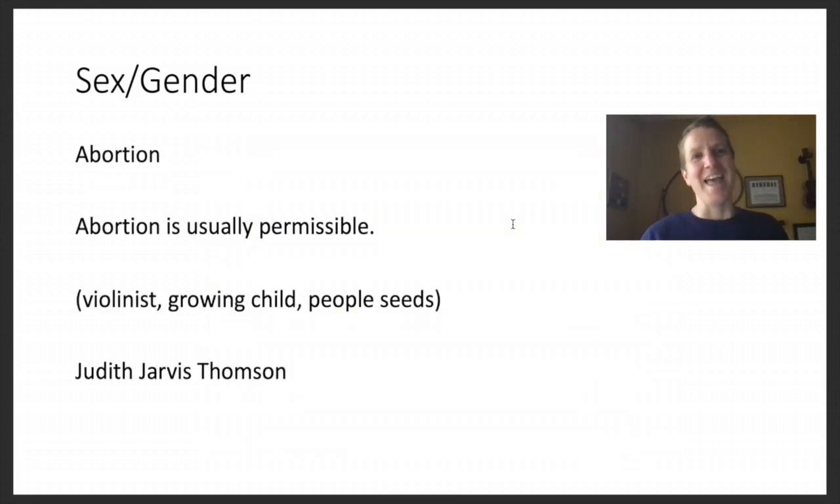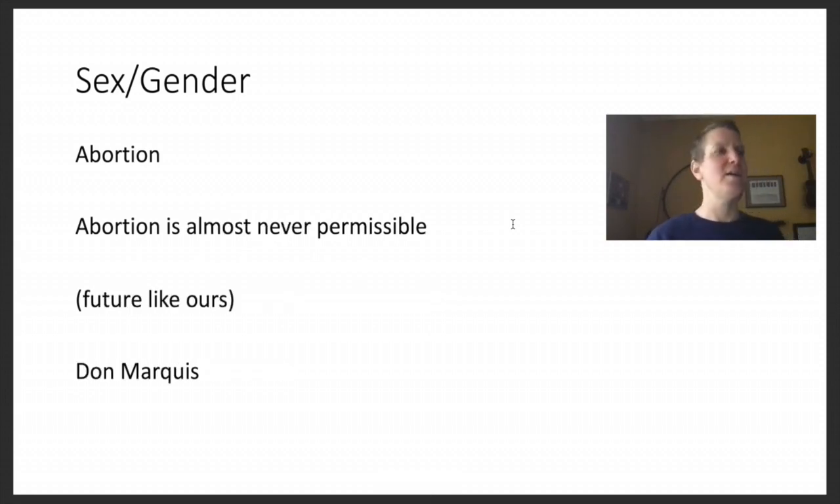And we talked about abortion. We looked at an article arguing that abortion is usually permissible by Thompson, who uses all these examples to argue that. And we looked at a view that abortion is almost never permissible by Don Marquis, and he appealed to a future like ours and the fact that when you abort a fetus, you're taking that away from the fetus. It doesn't matter how young the fetus is; once it's an embryo, it's an entity that has a potential future, and so it's wrong to take that away, according to Marquis.